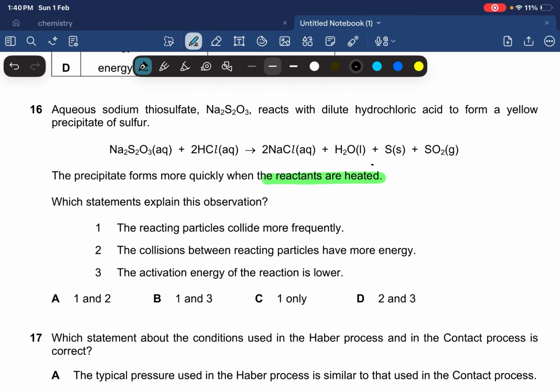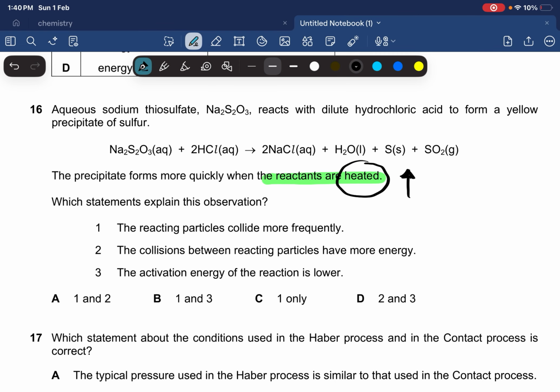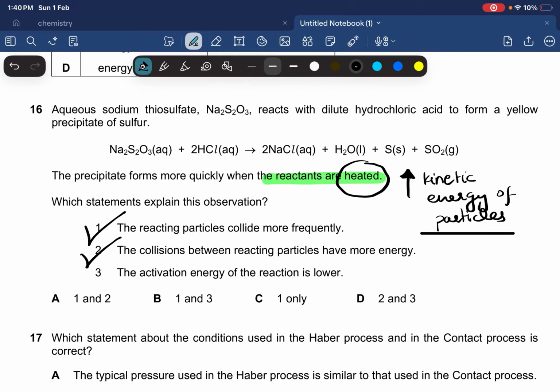Why? You should know that when we heat something, we increase its temperature. And when we increase its temperature, what we're increasing is the kinetic energy of particles. And when we increase the kinetic energy of particles, they collide more frequently, and more particles have energy equal to or greater than the activation energy. So the reacting particles collide more frequently, that's correct. The collisions between reacting particles have more energy, that's correct. The activation energy of sulfur is lower. No. The only factor that can change activation energy is a catalyst.